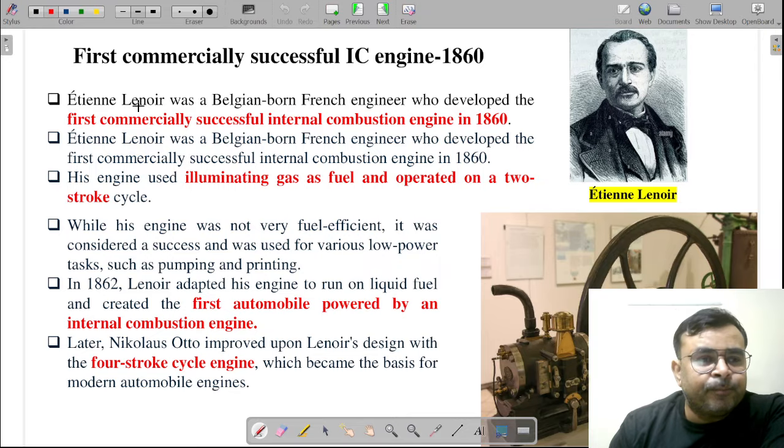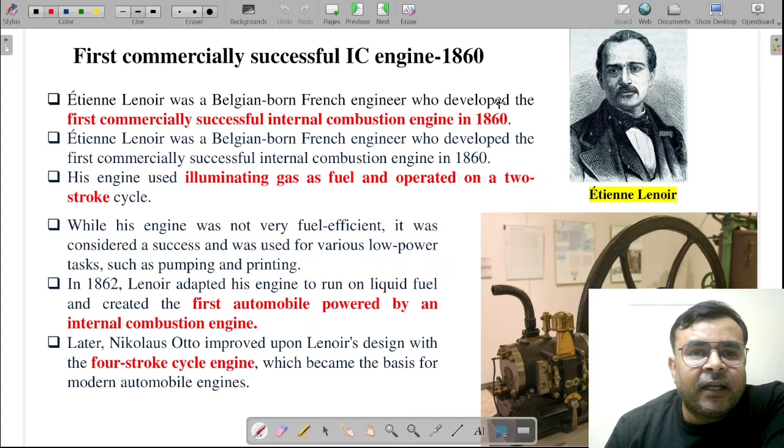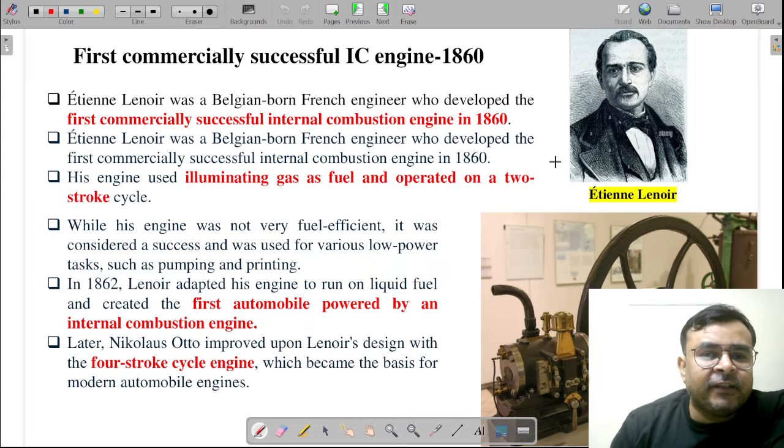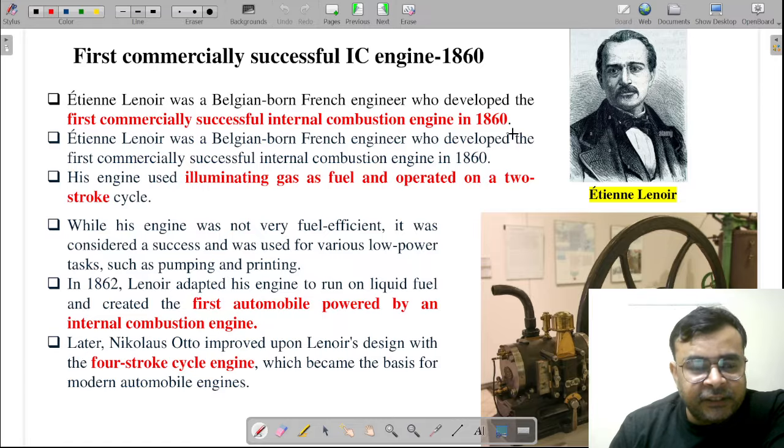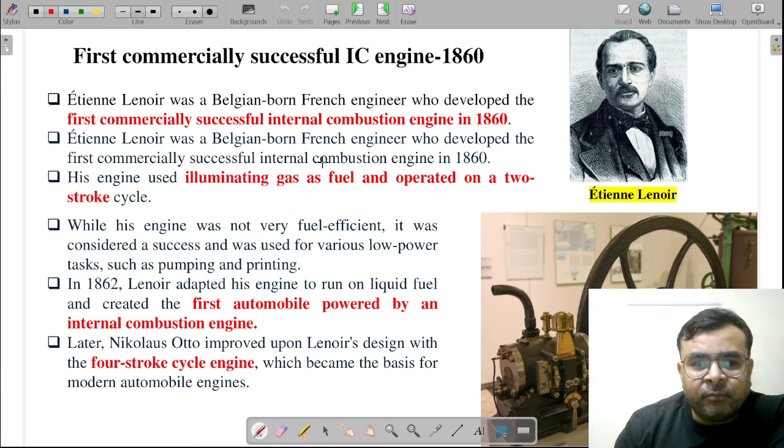And now you can see some historical background of the IC engine. The first commercially successful IC engine was developed in 1860 by Etienne Lenoir. Is it right? He was the inventor of this engine, and it was the first commercial internal combustion engine. Etienne Lenoir was a Belgium-born French engineer who developed the first commercial engine, and his engine used illuminating gas as a fuel and operated on a two-stroke cycle.